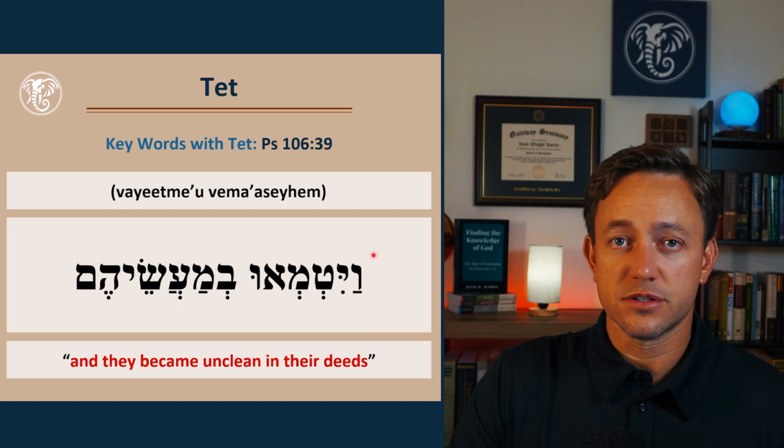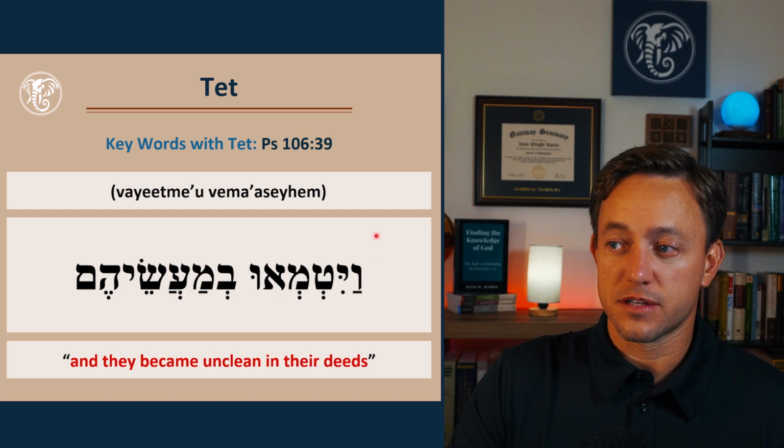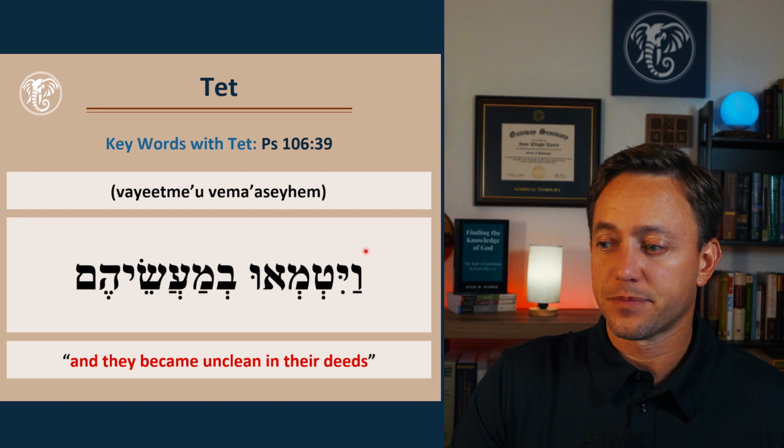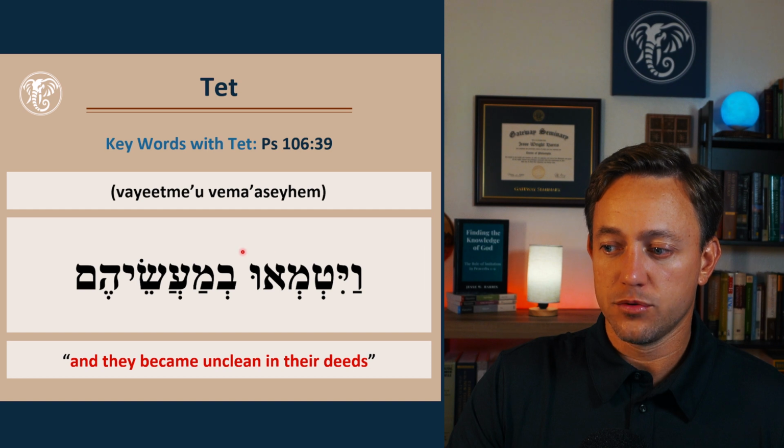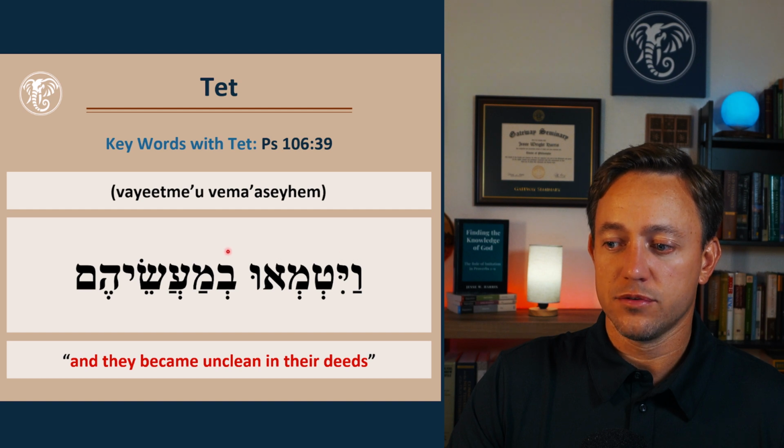So let's go on here to look at another part of this passage from verse 39. And this is where we find our key word here. So let's read together. Va yit meu ve ma'asehem.